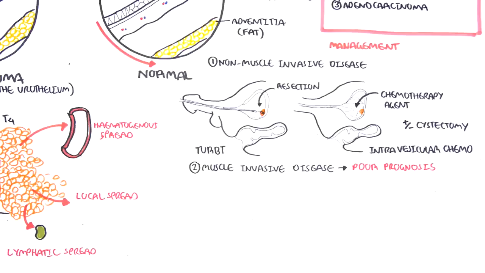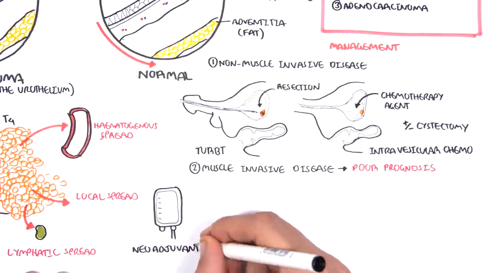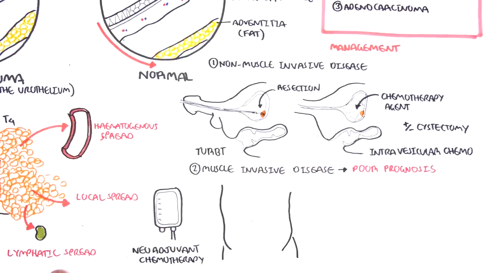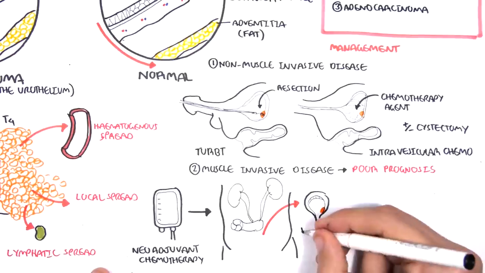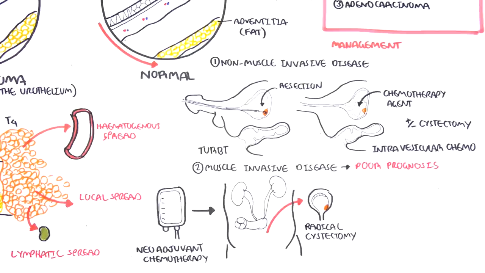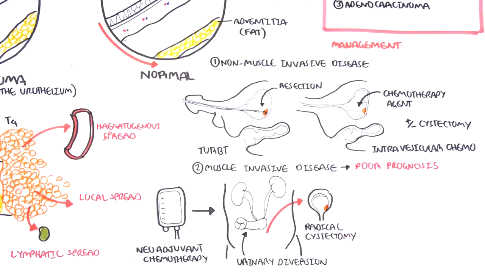Now let's focus on muscle invasive bladder carcinoma, which, as mentioned, has a poorer prognosis. Here, the patient undergoes neoadjuvant chemotherapy prior to surgery. Surgery will involve radical cystectomy, which is removing the bladder. This will be followed by urinary diversion. This urinary diversion is done in order to divert the urine flow elsewhere. This can be done by taking part of the small intestine, joining it with the ureter, and creating a stoma. Or the ureter can drain into the large intestine.